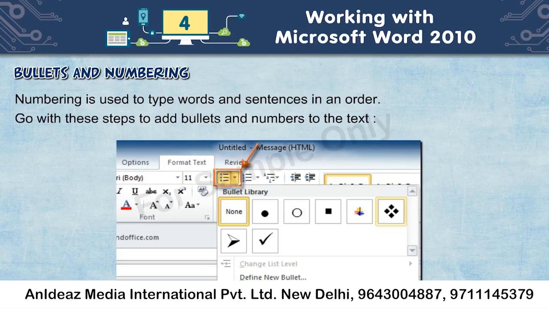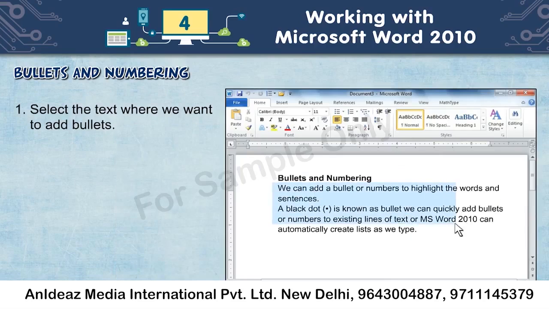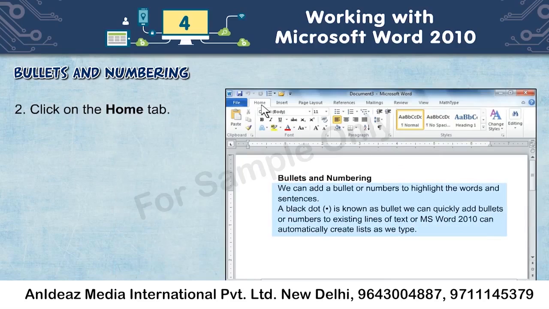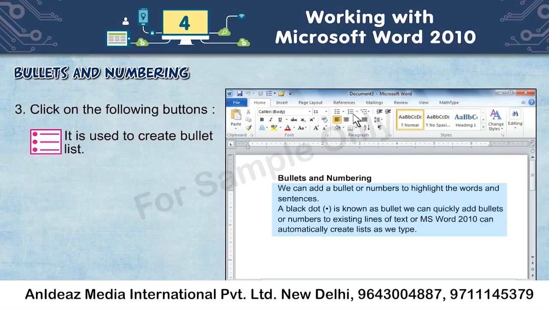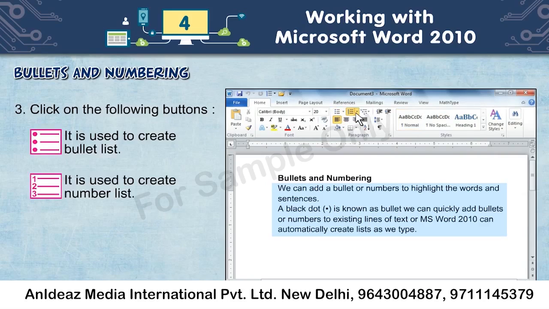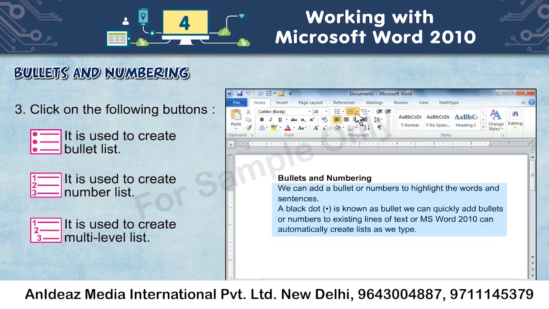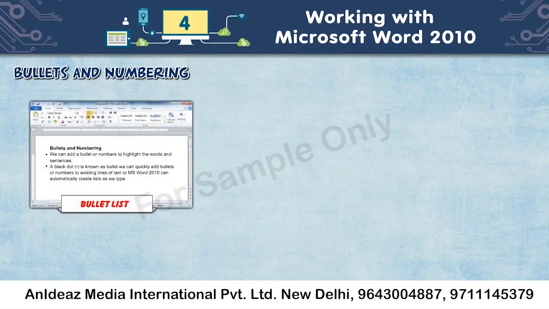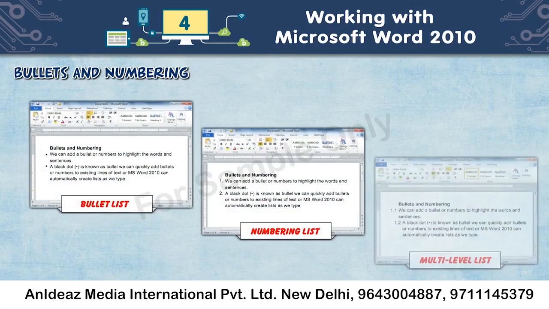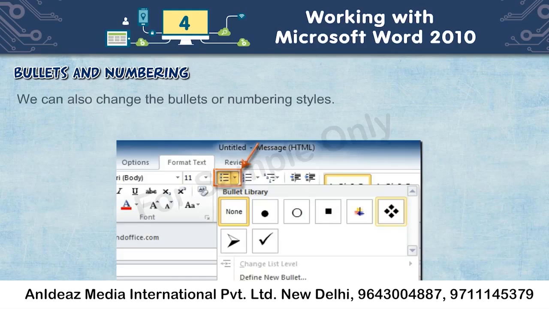Go with these steps to add bullets and numbers to the text. Select the text to which we want to add bullets. Click on the Home tab. Click on the following buttons. It is used to create bullet list. It is used to create number list. It is used to create multi-level list. Bullet list, numbering list, multi-level list.